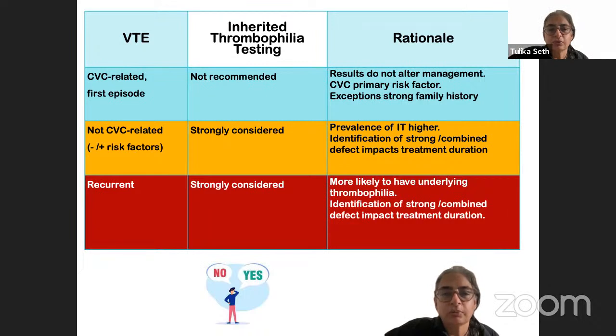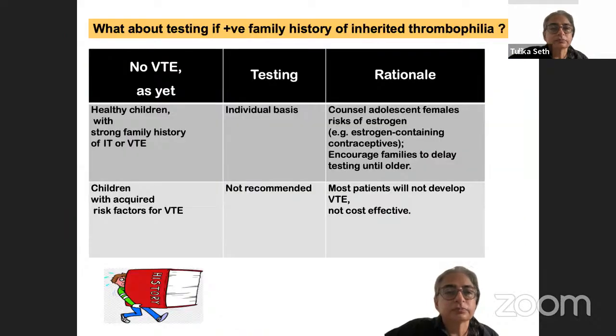it is recommended to do the inherited thrombophilia testing. So just to reiterate, if it's a central venous catheter or a first episode, then the inherited thrombophilia testing for factor V Leiden and others is usually not recommended.